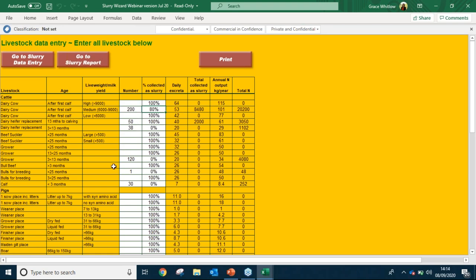So entering other classes of livestock that are on the farm, we've got some in-calf heifers, young stock, 50 of those that are contributing to the livestock on the farm. They're also in cubicles, so 100% of their manure is slurry. We've got some bulling heifers, next generation down. They're on straw yards, so none of their manure goes in as slurry, but of course they're still producing nitrogen.